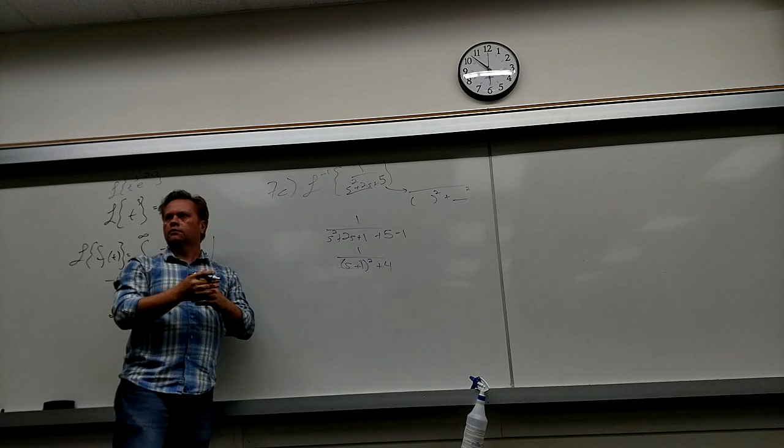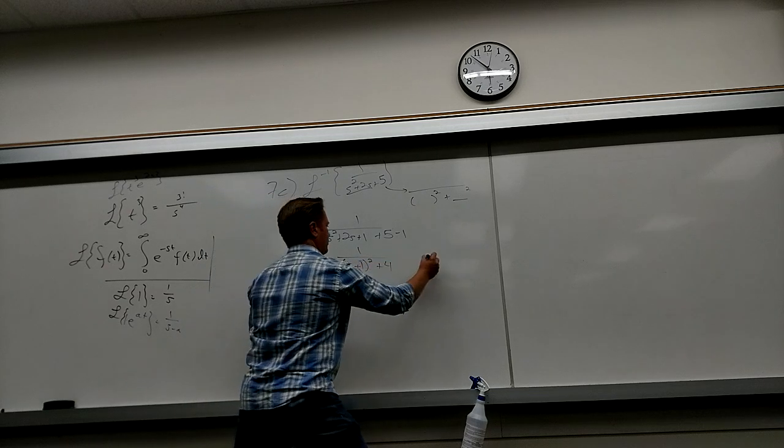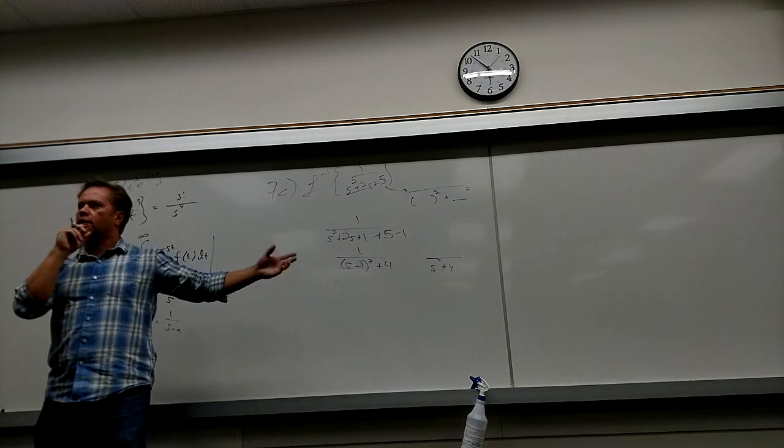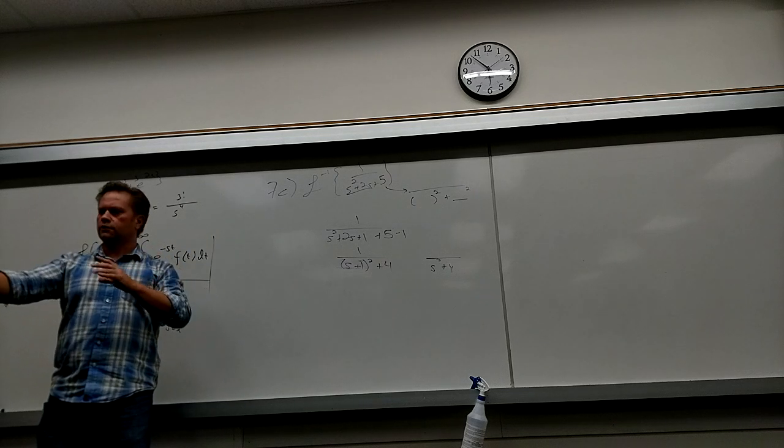Now what does that look like? What would it be related to, s squared plus 4? Because that's a shift now, we can see. Something with an s squared plus 4 on the bottom. What is it trying to be?